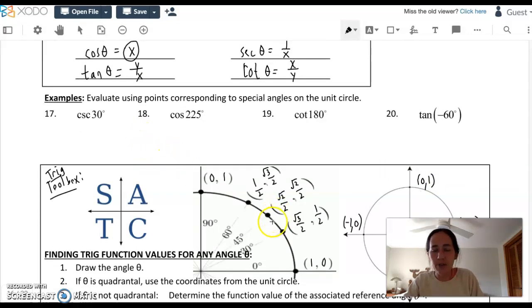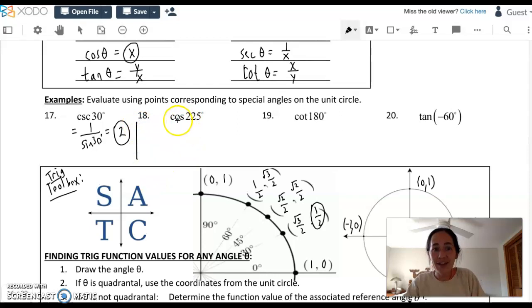But watch how cool this is. For cosecant of 30, no problem. Go to the y, the sine. It's going to equal 1 over the sine of 30. We kind of already knew that was a half, but we can see it here from that coordinate of the unit circle and call it a 2. Flip a half.